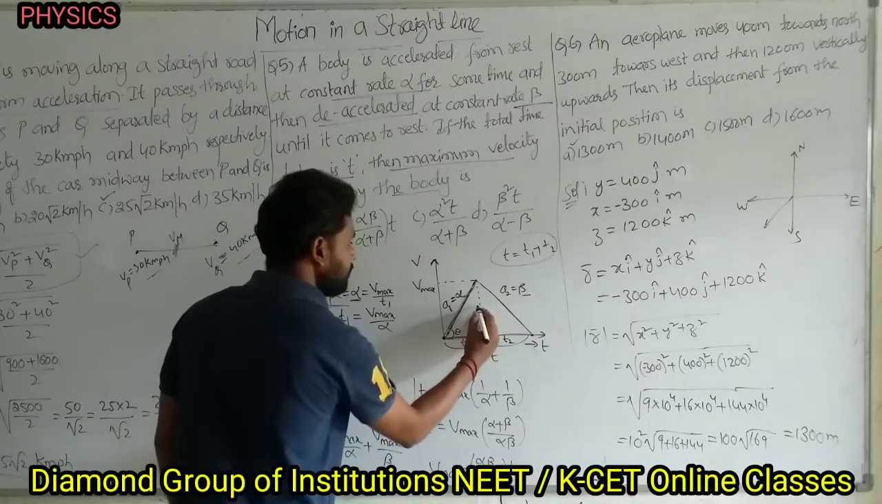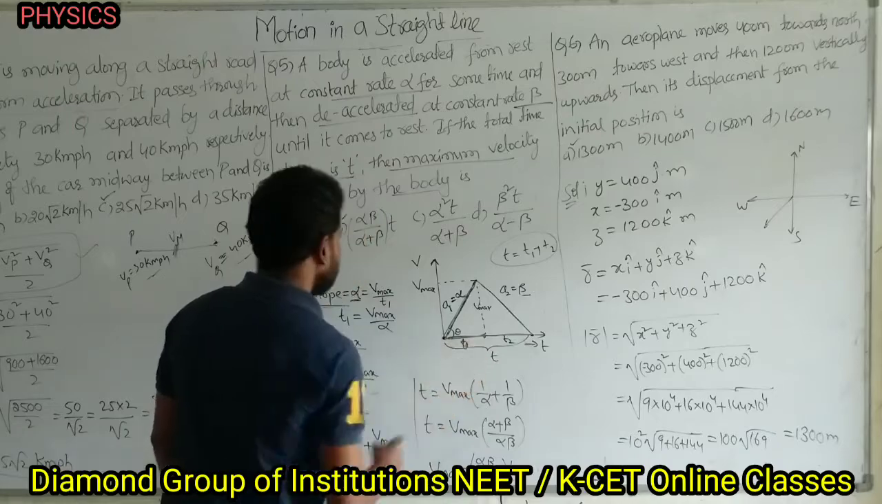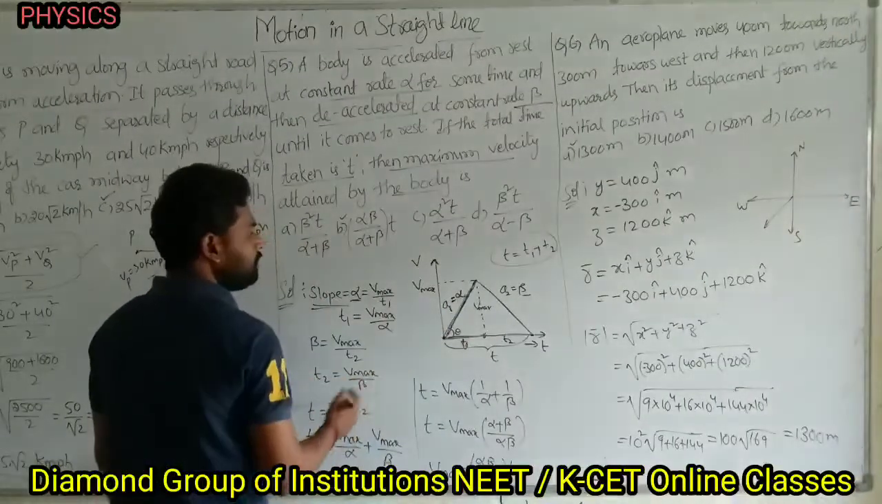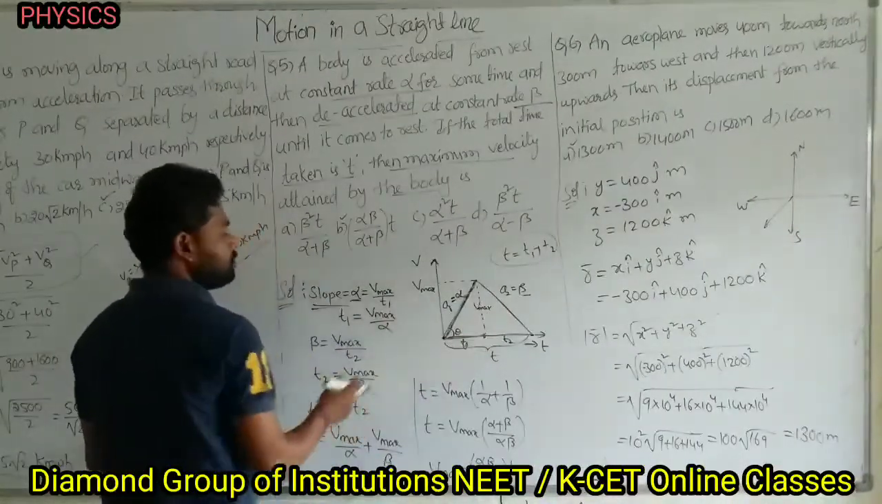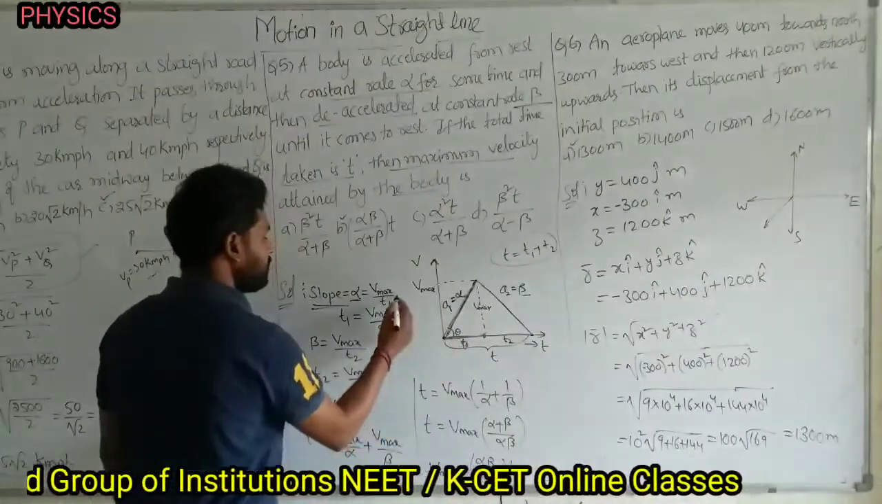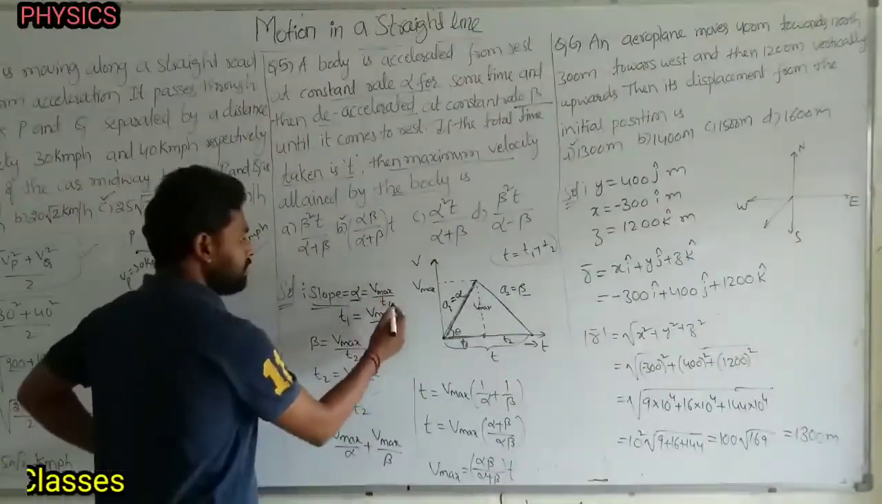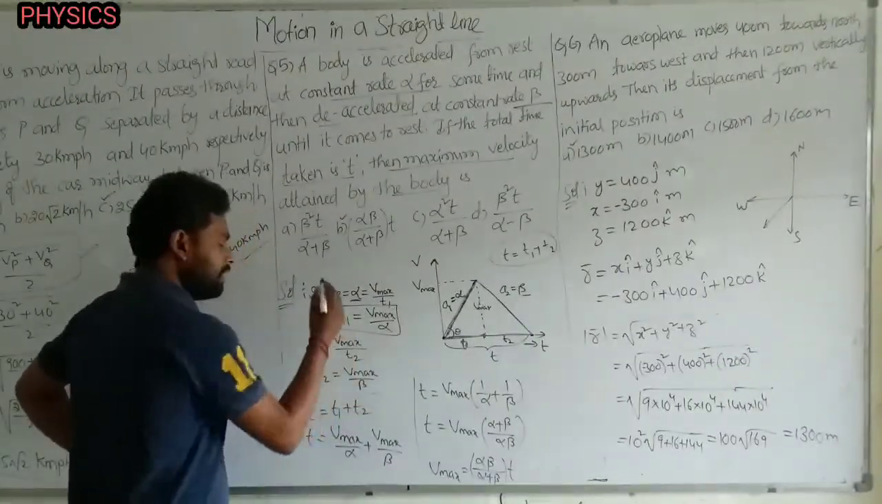Now this is indicating the Vmax. This is the Vmax, and from here to here the time is t1. Now the slope alpha equals the opposite side by the adjacent. Slope is nothing but tan theta. So tan theta equals Vmax by t1, so the slope alpha equals Vmax by t1. Therefore t1 equals Vmax by alpha.